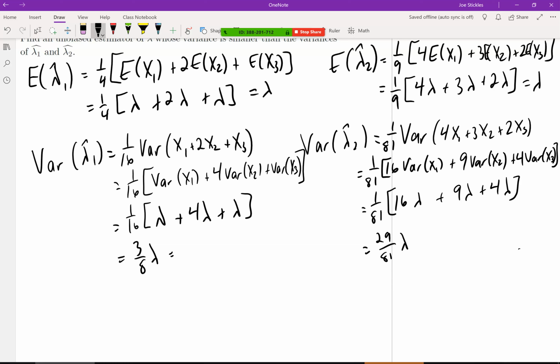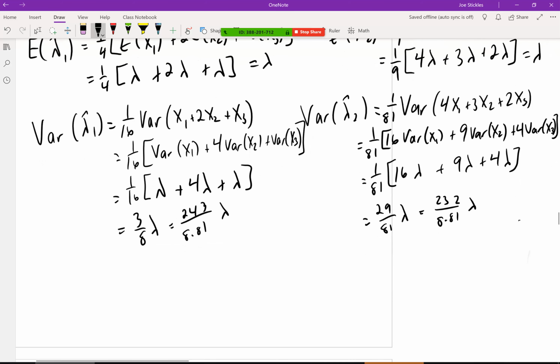So, this one would be, what, 243 over whatever 8 times 81 is. And this one, if I multiply this one by 8, you get 2 and a 7. So 16 and 7 is 23 over 8 times 81. So it looks like lambda 2 is more efficient than lambda 1 as the smaller variance. So lambda 2 is more efficient here.